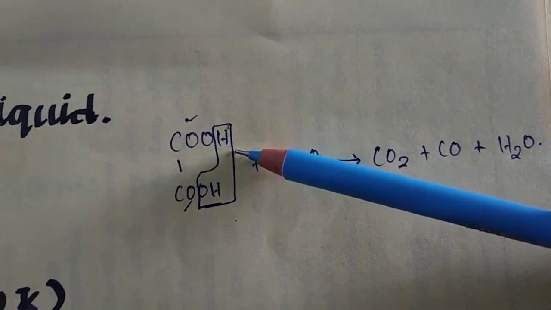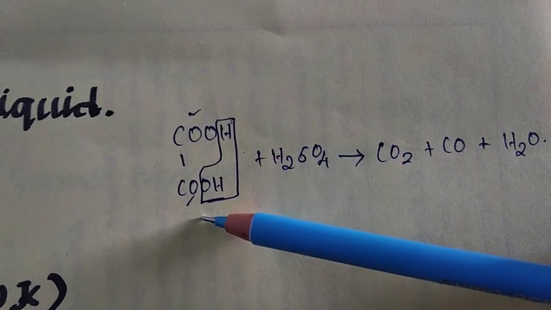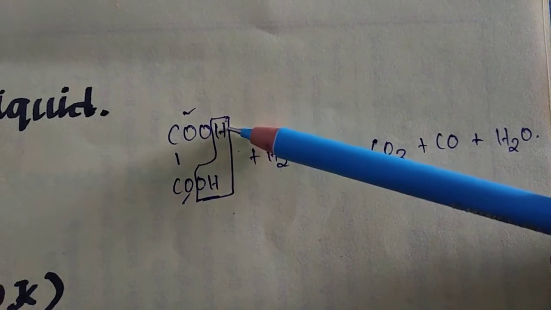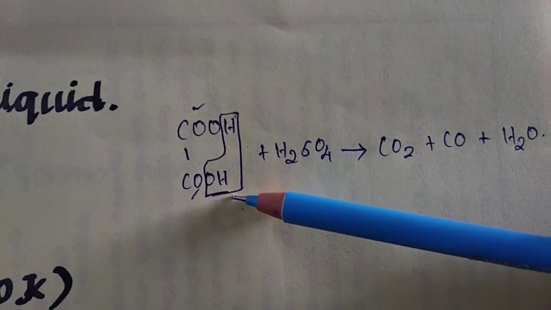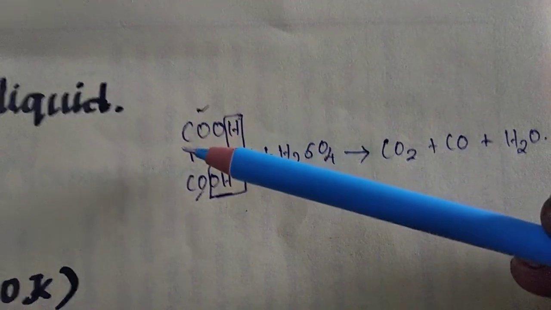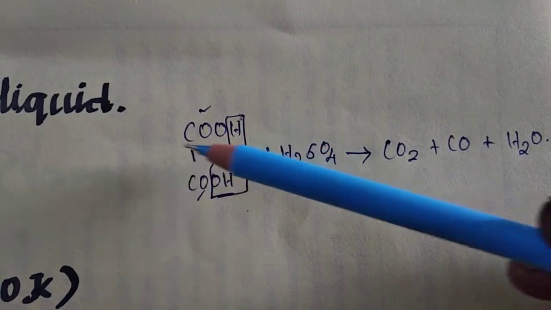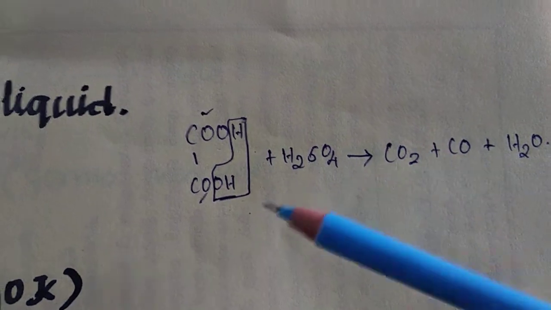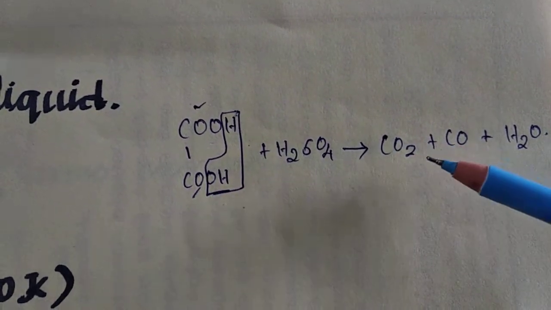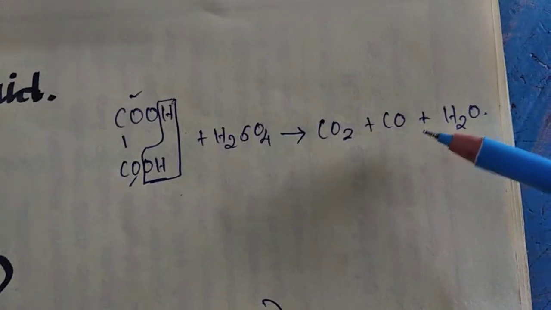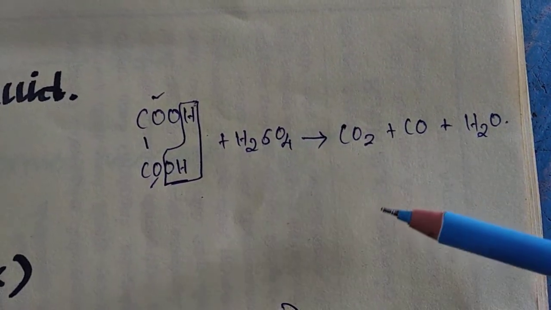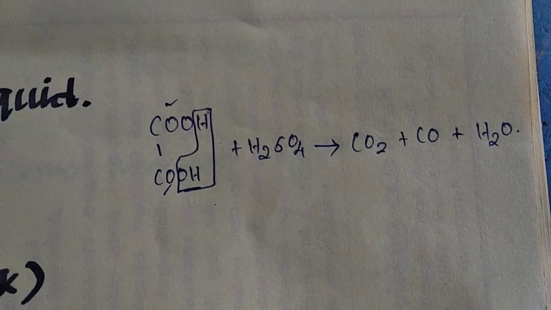From the first COOH, hydrogen, then from the second COOH, OH. H and OH together are called a water molecule. Then what remains here is COO, that is CO2. Then here CO, that is carbon monoxide. So CO2 plus carbon monoxide plus H2O. So it is the dehydrating nature of the oxalic acid.